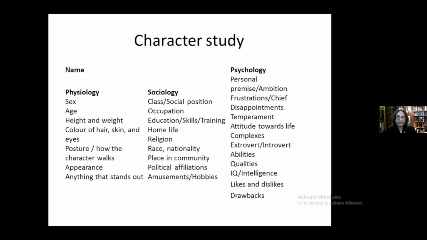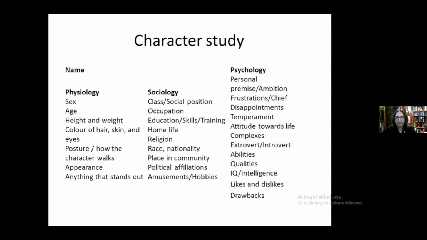So the first part is the name. The second part is the physiology, which is what the person looks like, what the character looks like, or just the physical features. So you have the gender, age, height and weight, color of hair, skin, eyes, etc. Here, I would suggest to also add voice quality to this list for your purpose of writing the audio play.